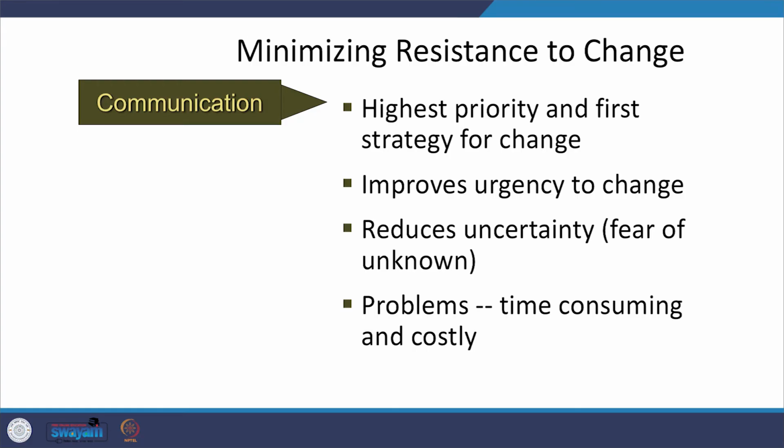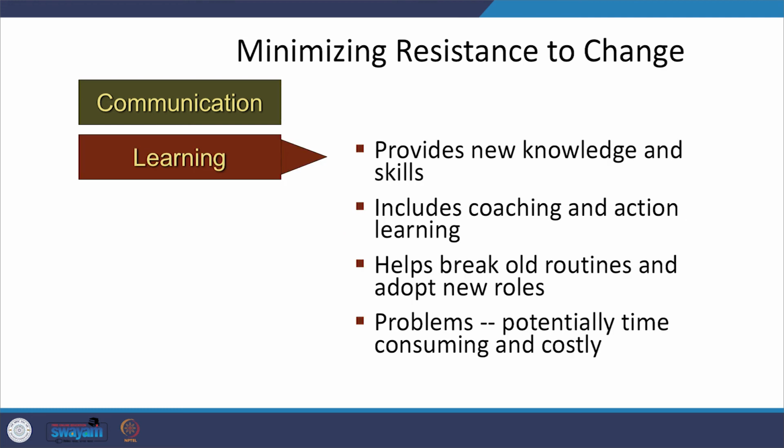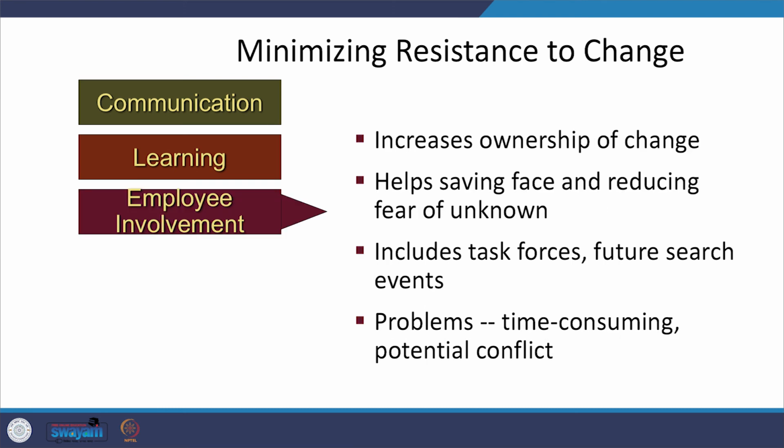Minimizing resistance to change through communication. How does this happen? It is the highest priority and first strategy for change; it improves urgency to change and reduces uncertainty and problems, but is time consuming and costly. Learning provides new knowledge and skills, includes coaching and action learning, and helps break old routines and adopt new roles. The problems are that it is potentially time consuming and costly. Employee involvement increases ownership of change, helps save face and reduces fear of the unknown, and includes task forces and future search events. Problems: time consuming, potential conflict.